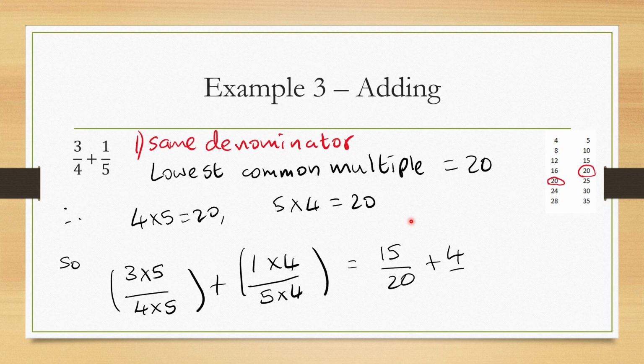Now, you simplify it. 3 times 5 over 4 times 5 gives you 15 over 20, and 1 times 4 over 5 times 4 gives you 4 over 20. Once you have this, because the denominators are the same, you're not going to add them together. The denominator just comes underneath, like this. When you're adding, you only add the numerators, you never add the denominators. So it's going to be 15 plus 4 over 20, which is 19 over 20.